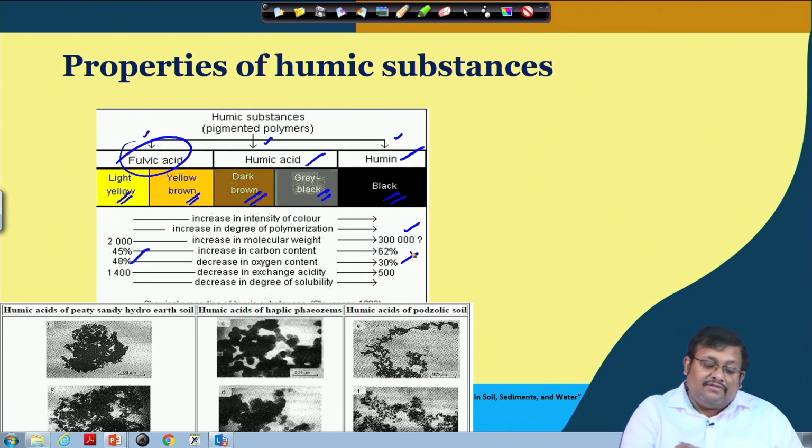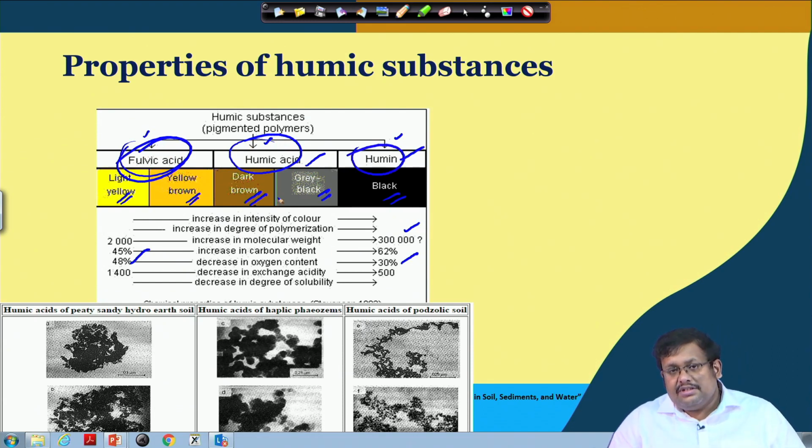And also the fulvic acid is the soluble fraction of humic compounds. Their degree of solubility decreases from fulvic acid to humic acid to humin, and this fulvic acid is a soluble fraction. The humic acid is insoluble in acid. However, this humin is a typically insoluble fraction. This fulvic acid can be soluble in both acid and alkali. However, humic acid can be soluble only in alkali, and humin is a non-soluble fraction.